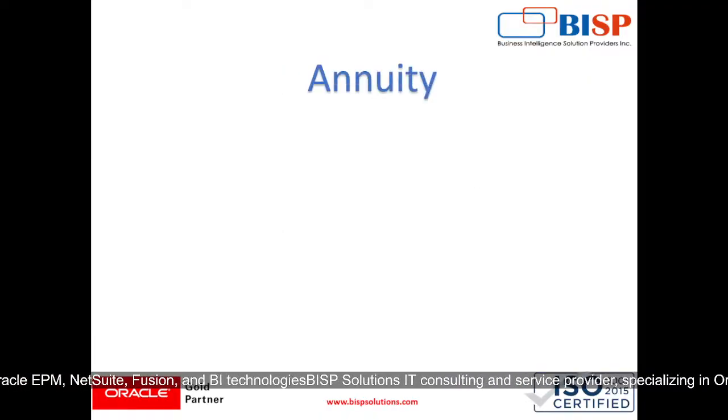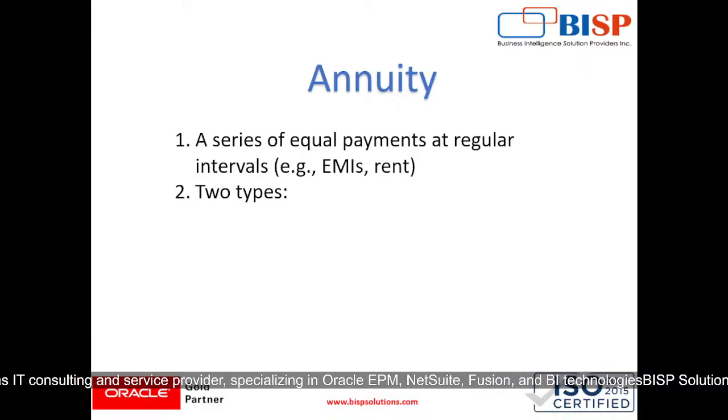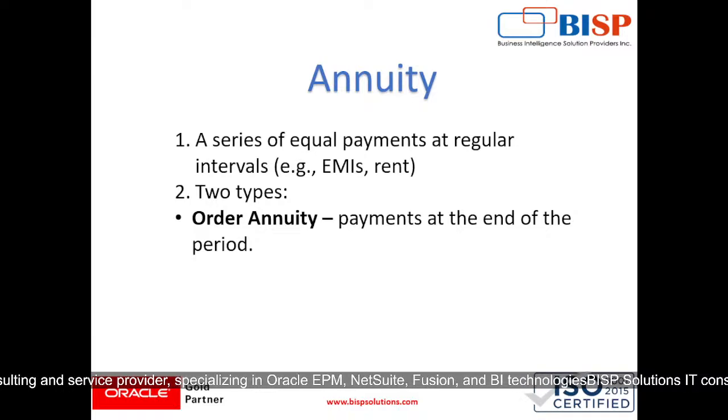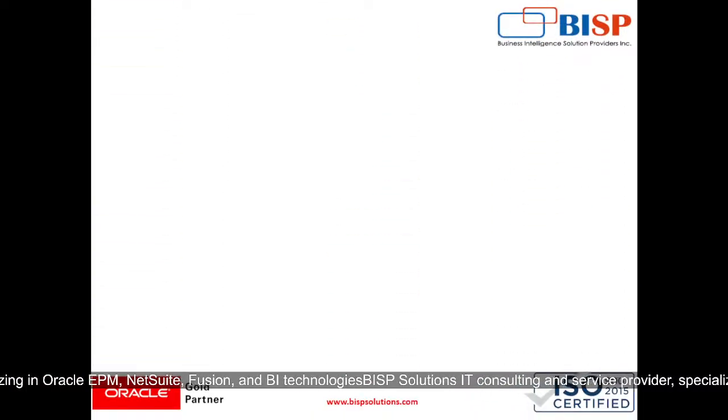Then comes our annuity, where a series of equal payments at regular intervals will be there. For example, EMIs we pay for some personal loan or auto loan like that, and rent we pay for a home or shop. Then two types of annuity are ordinary annuity, where payments at the end of the period are done, and annuity due, where payments at the beginning of the period are done.